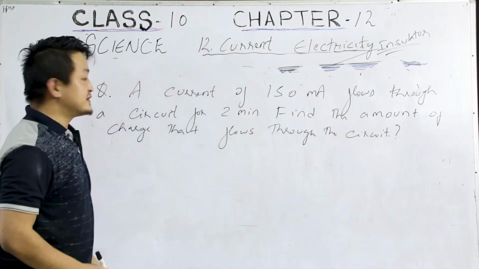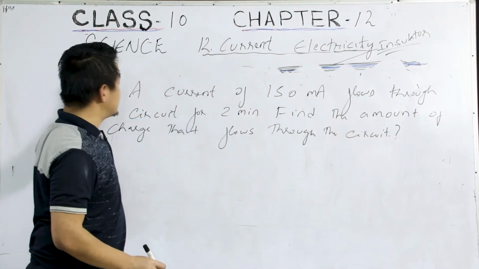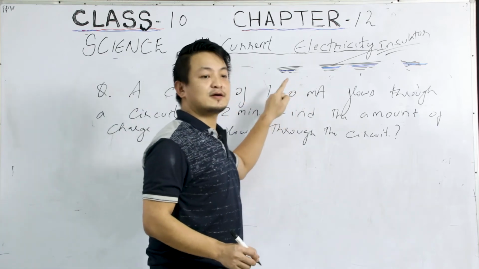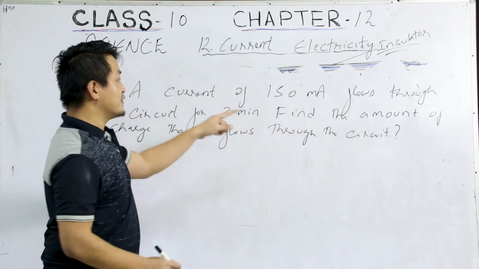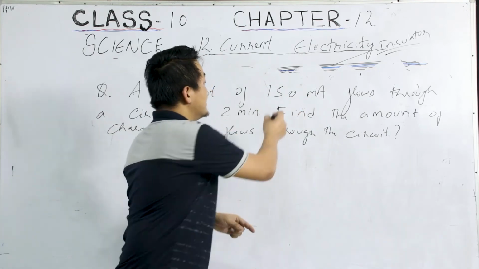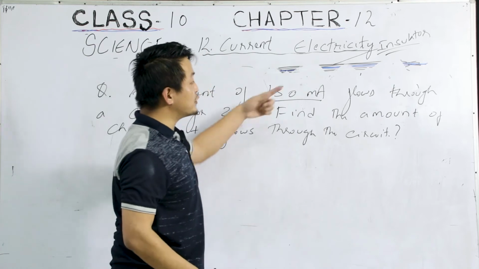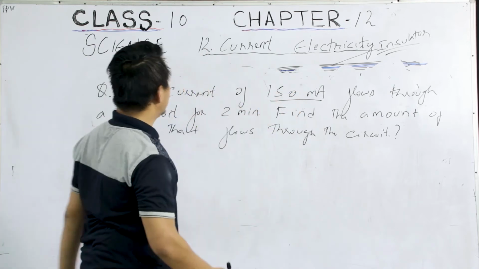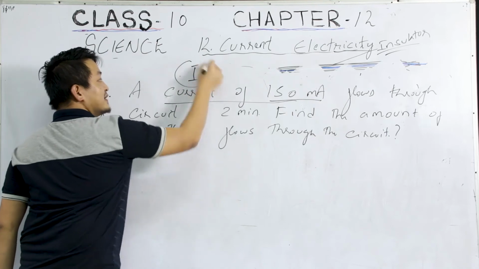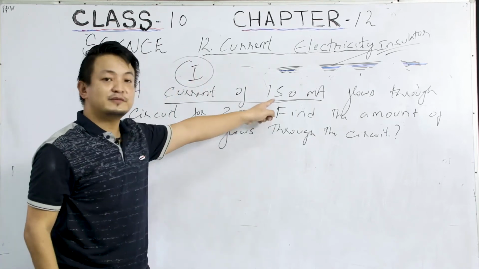Students, this is a simple question. The question is: a current of 150 milliampere. See, milliampere, like meter, kilometer. Here they have given milliampere, so we will convert this into ampere. That means our I is 150 milliampere.